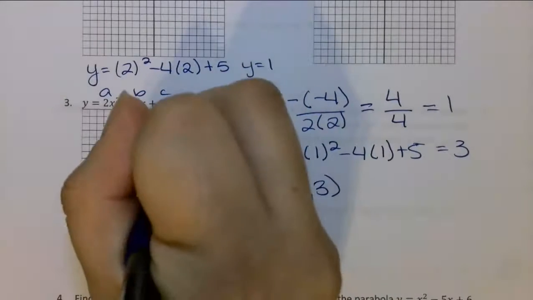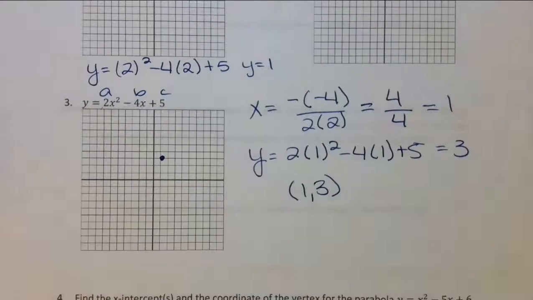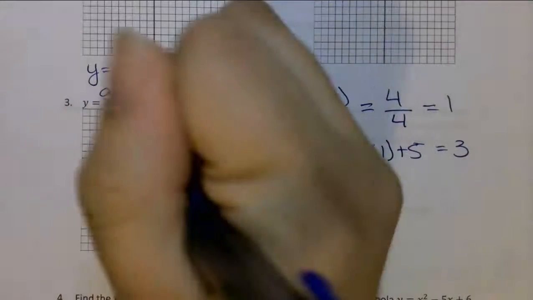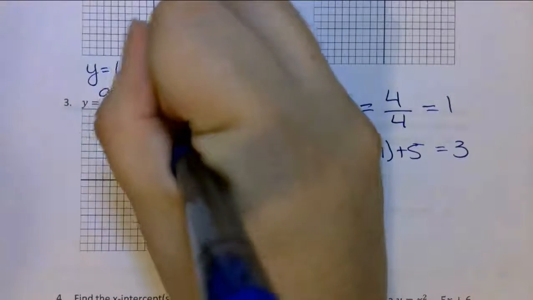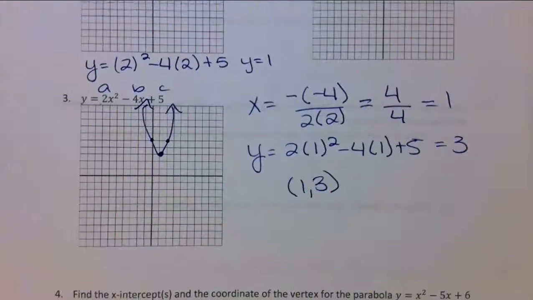I want to go plot that. And then here, since my a value is 2, what this means is I still go over 1, but this time I go up 2 for the second point. And I do that on both sides. And I connect it, and it's a skinnier than normal parabola.